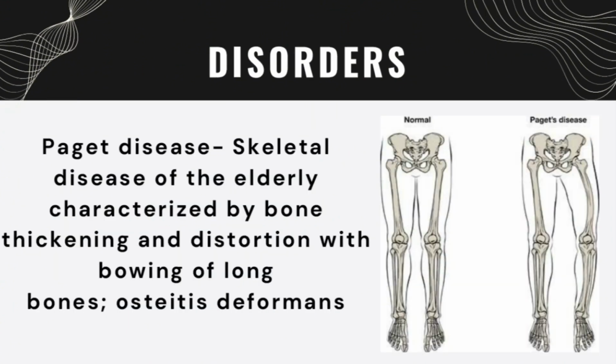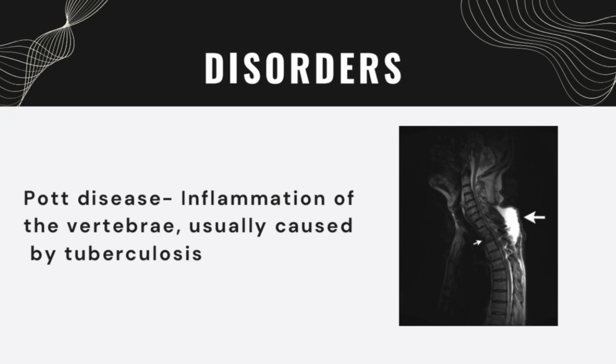Next, we have Paget disease. Paget disease is a skeletal disease of the elderly characterized by bone thickening and distortion with bowing of long bones. Osteitis deformans. So, Paget's disease of the bone is a chronic disorder that affects the normal remodeling process of bone tissue. It results in the formation of enlarged and weakened bones, leading to pain, deformities, and an increased risk of fractures.